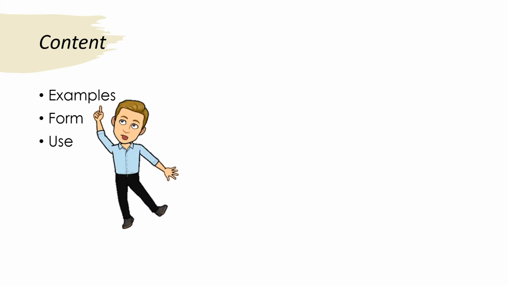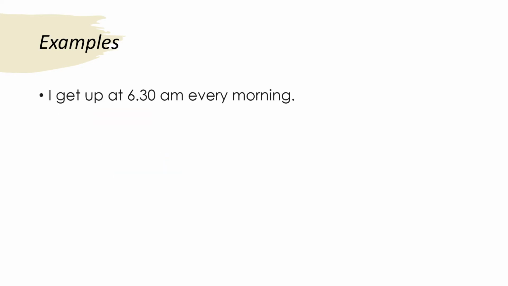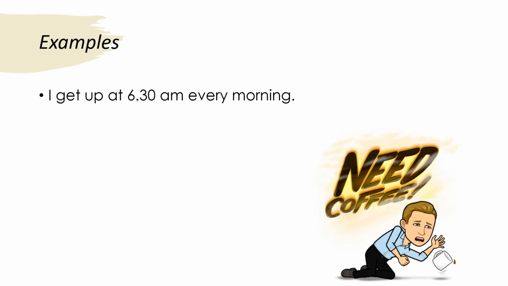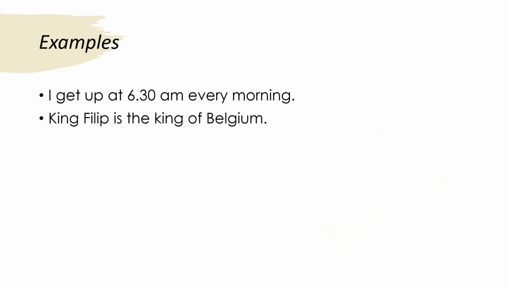Take a look at the following sentences. I get up at 6:30 AM every morning. King Philip is the King of Belgium. We work in a classroom. To understand how we form the present simple, we have to examine these sentences a bit further.